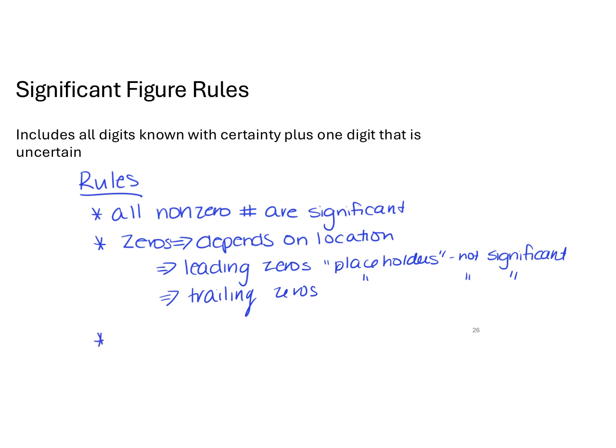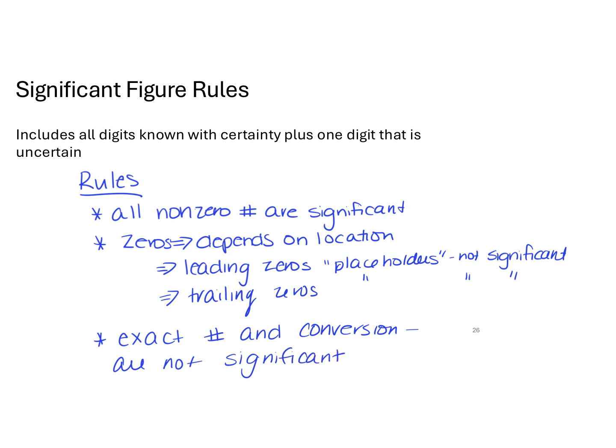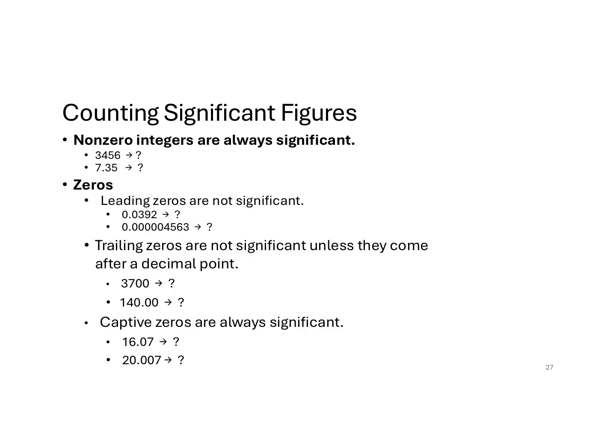The other thing that's not significant is exact numbers and conversions. Exact numbers are things like, oh, there's 32 students in a room. They're counted numbers. There's 12 eggs in a dozen. Those types of things. And so we just ignore them when it comes to significant figures. Let's look at some examples of this.